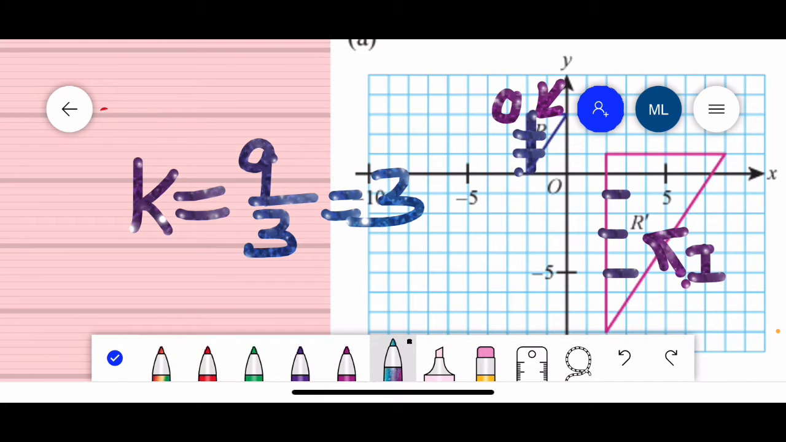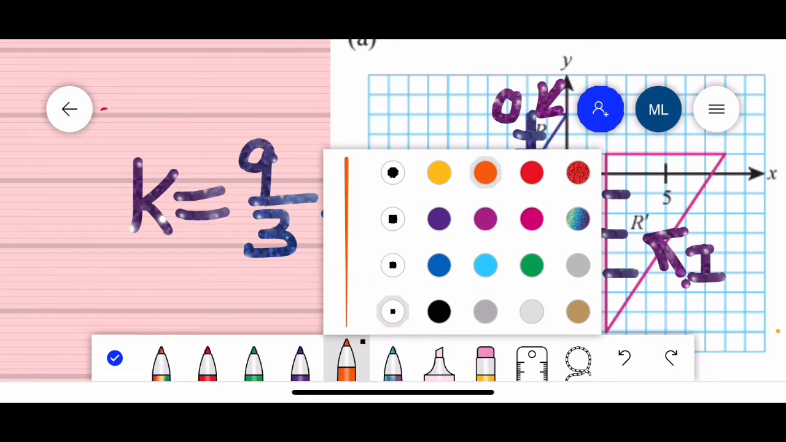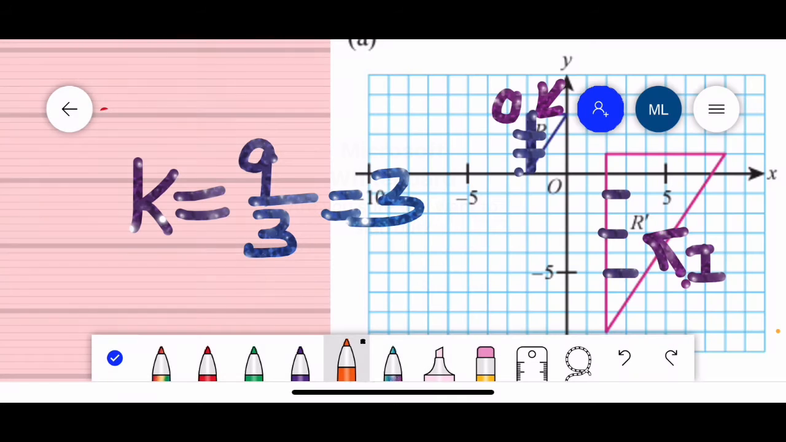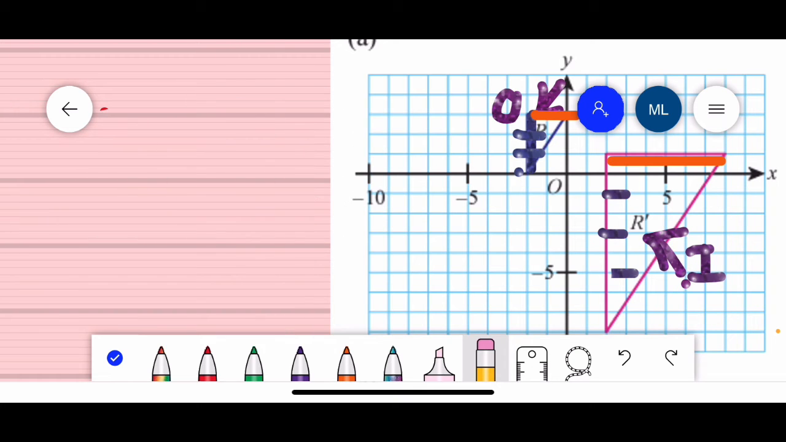In fact, we can find it from the other side. For example, I use this side, which is 2, 4, 6, and then this side will be 2. So I still get the same scale factor. So the scale factor is 3. Later we will write down the scale factor.